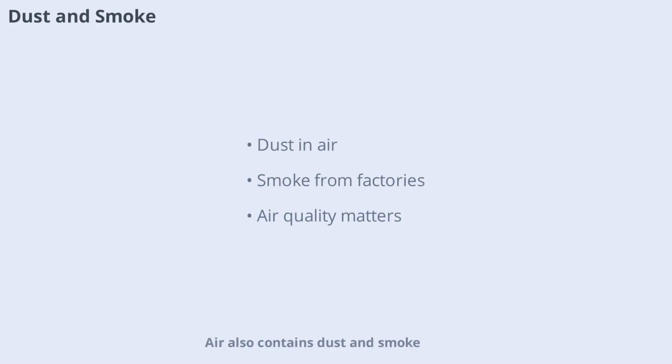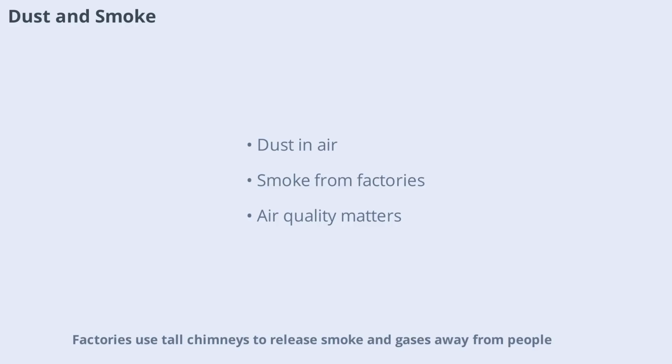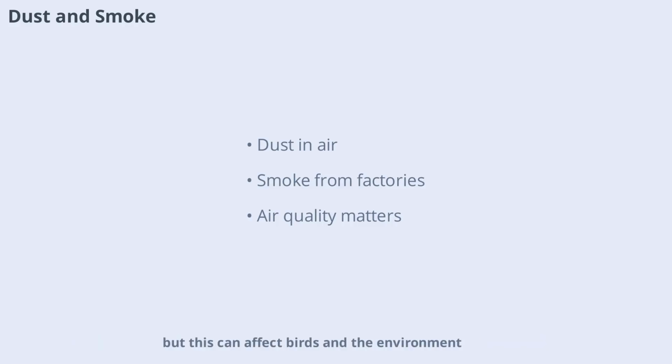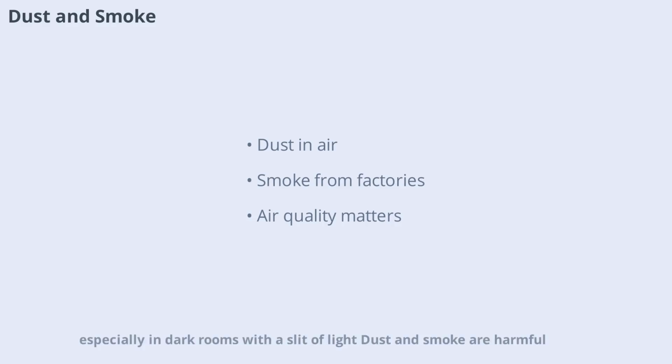Air also contains dust and smoke. Factories use tall chimneys to release smoke and gases away from people, but this can affect birds and the environment. Dust particles are always present in air, varying by location and time. These particles can be seen in beams of sunlight, especially in dark rooms with a slit of light. Dust and smoke are harmful, so it's important to keep air clean.